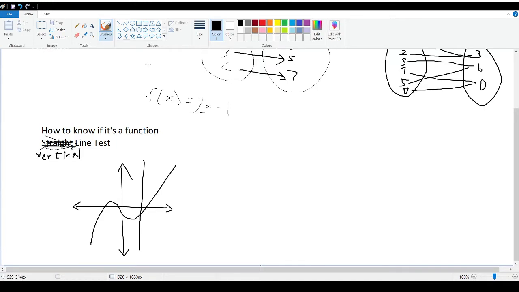Vertical line test. You draw any vertical line on the graph, and if it only touches one point of the graph, then it's a function. As you can see, it touches this point only. It's only one point. Then this is a function: it intersects the vertical line at 1 point. How about another one?